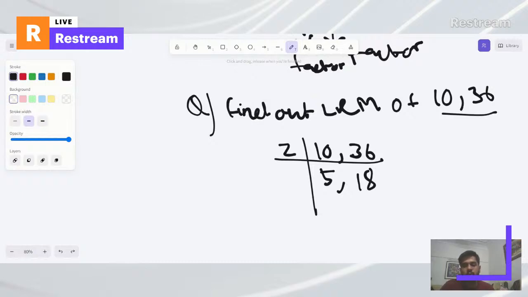So what are we going to do? We are going to take 5 first. Let's take 5 first, right? So we're done with 5, right? 5 divided by 5 is 1. So 18 can't be divided by 5. So what do we do? We just take 18 as it is.